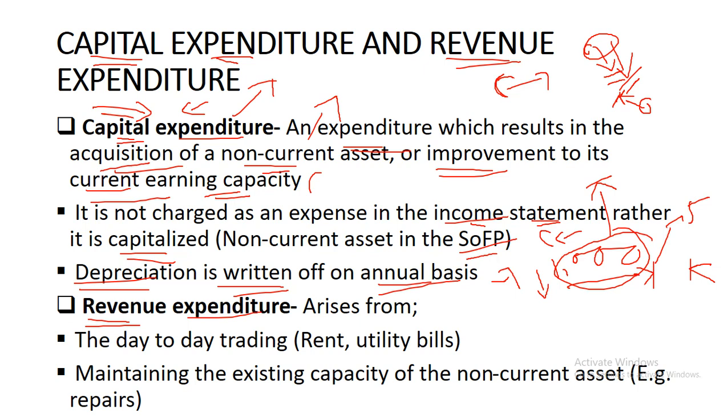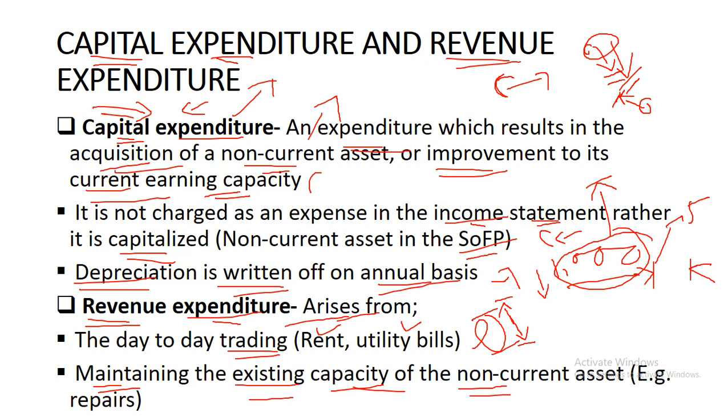Then revenue expenditures. What is a revenue expenditure? So revenue expenditures, these are expenditures which arise from the day-to-day trading of the business. So items like rent, when you pay for rent, you pay for utility bills and all these other expenses which are consistent with the day-to-day trading of the business. That's what we call revenue expenditure. Right? Also, it involves maintaining the existing capacity of a non-current asset. So a non-current asset is running, it's operational, but for us to maintain it, not improving the earning capacity, but just to maintain its existing earning capacity, maintaining it.